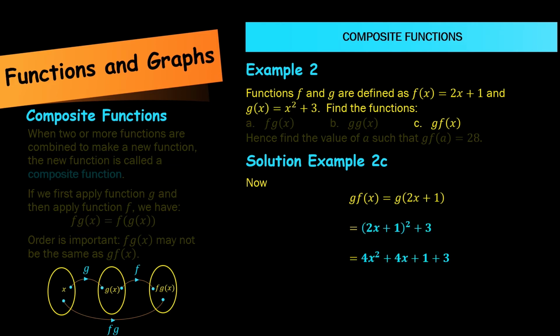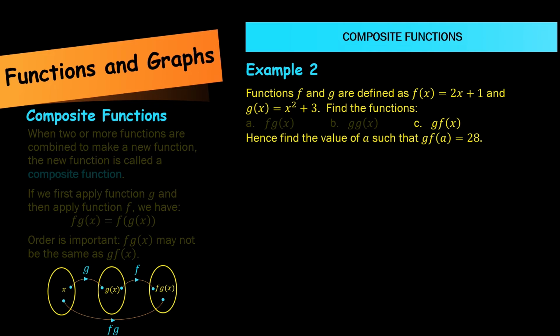And finally expanding the brackets and tidying up and then factorising gives us 4 times x squared plus x plus 1 as shown. The last part of this example asks us to find the value of a such that g f of a equals 28.